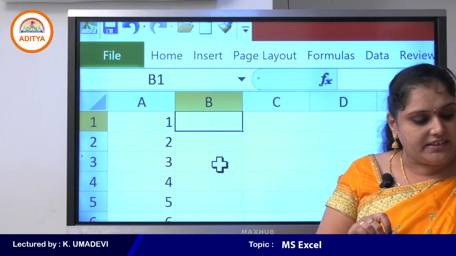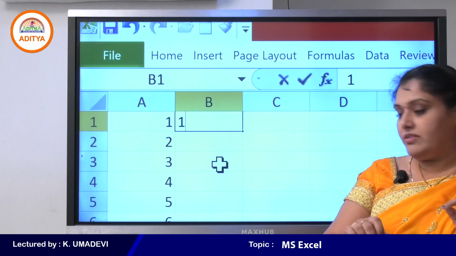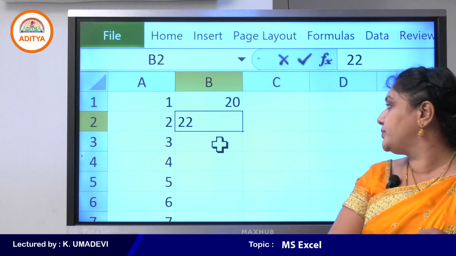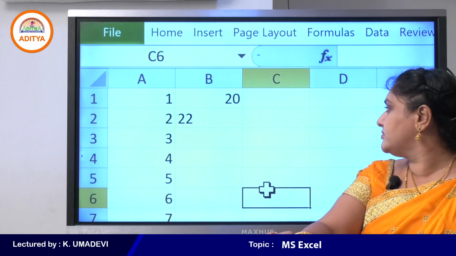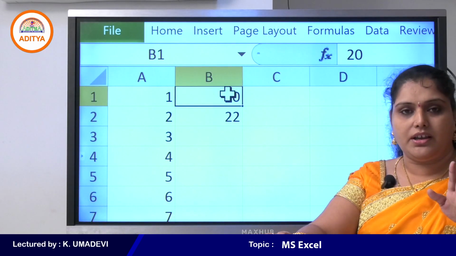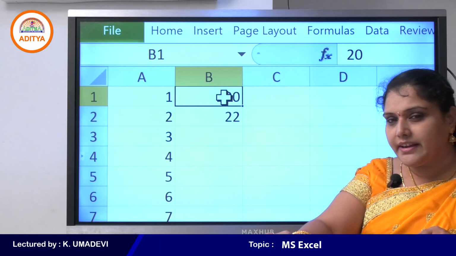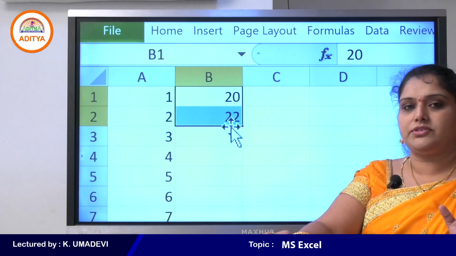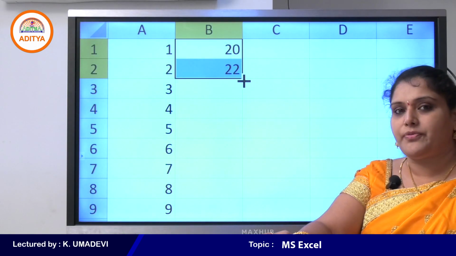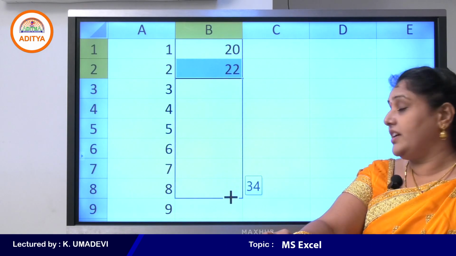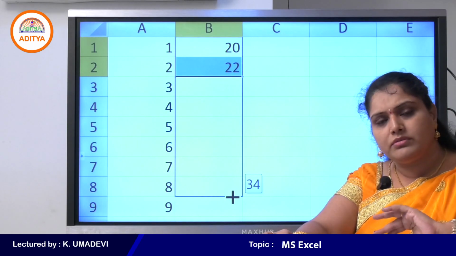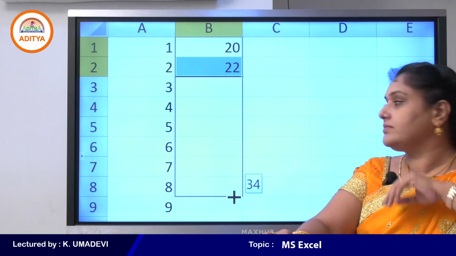Okay, and again I will enter another two values in the next column, students. Just observe here, I will enter 20, and in the next cell I will enter 22. Okay. Now how to select the cells? First click on the first cell and drag to the next cell. This is the selection part. Use the fill handle, and we can use the fill handle to copy and paste the data in any direction, that is drag down, up, left or right. Okay.